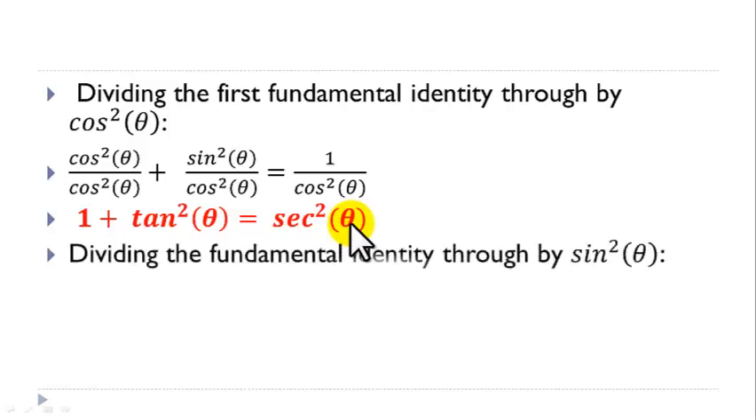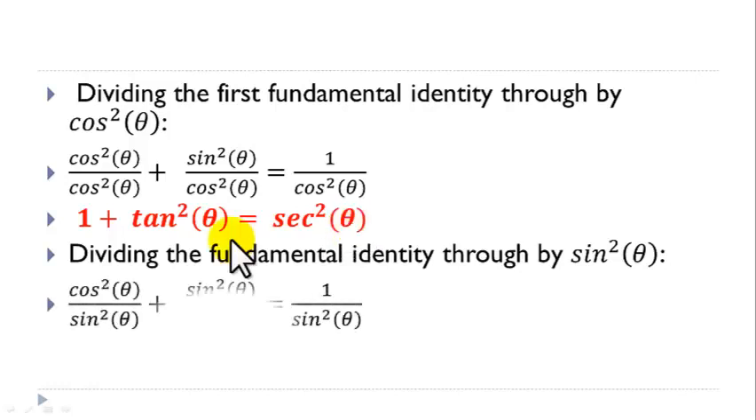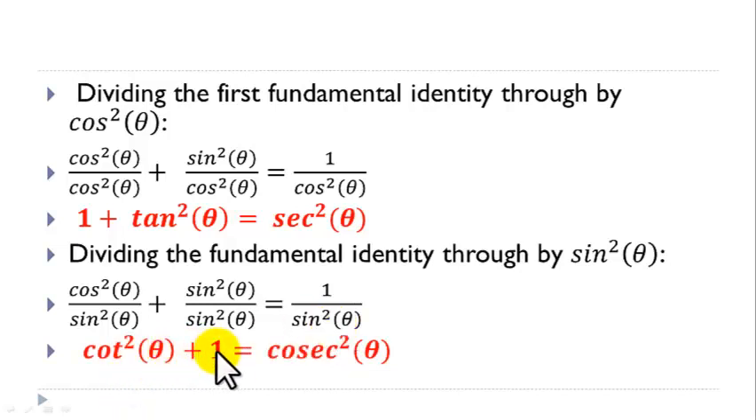Next, dividing the first fundamental identity through by sin squared theta, we have cos squared theta over sin squared theta plus sin squared theta over sin squared theta is equal to 1 over sin squared theta. Cos squared theta over sin squared theta is cot squared theta. Sin squared theta will cancel to give 1. 1 over sin squared theta is cosec squared theta. So this will give us cot squared theta plus 1 equal to cosec squared theta. This is the third fundamental trig identity.